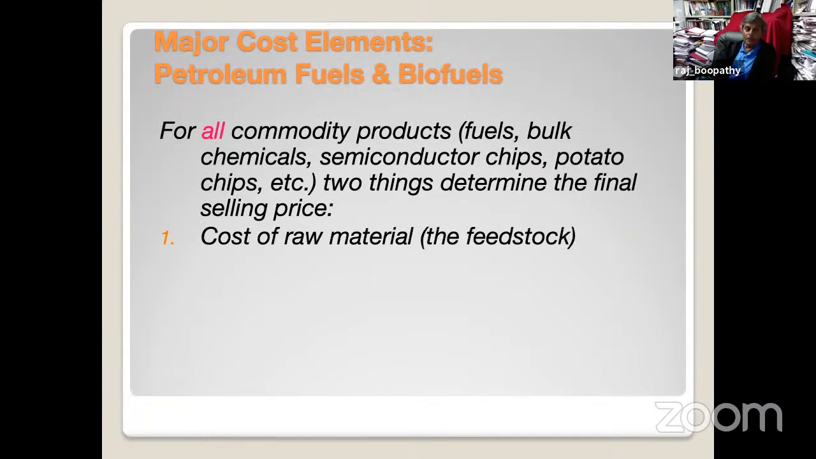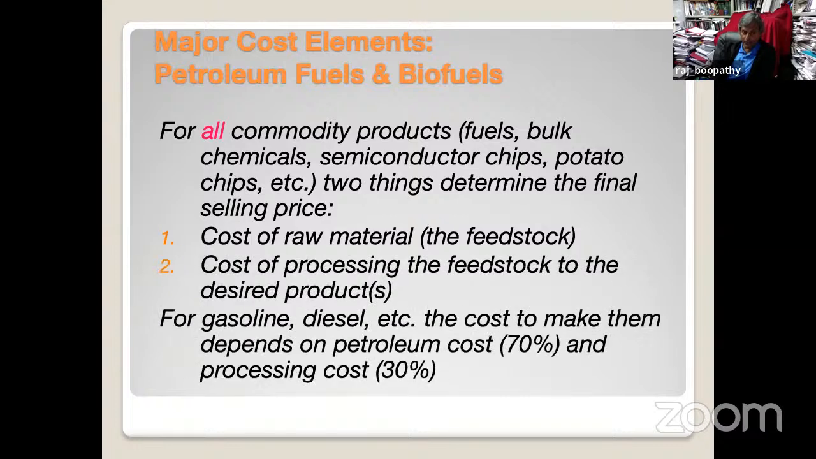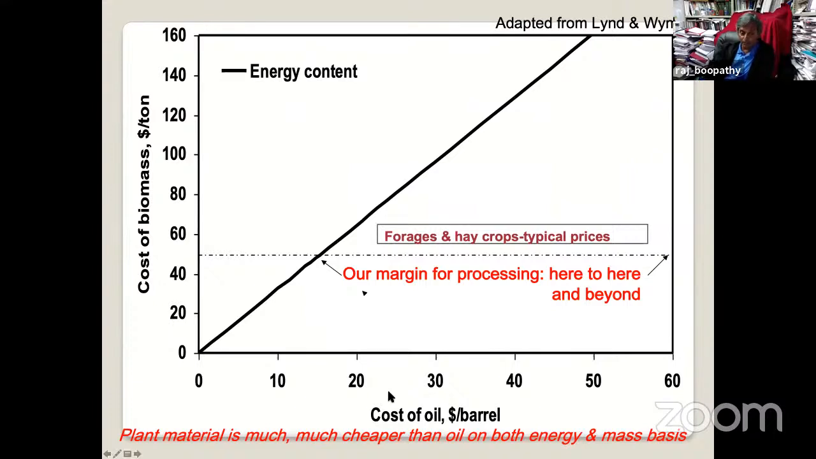So let's look at the major cost elements. When gasoline was first produced, the raw material cost was high, and the processing cost was also high. As a result, the oil cost was higher when the technology started. So there are two costs involved: the cost of raw material and the cost of processing. Currently, 70% is petroleum cost and 30% is processing cost. But at the beginning, processing was also high. Because of R&D and science, we reduced the processing costs constantly. The same thing applies for biofuel.